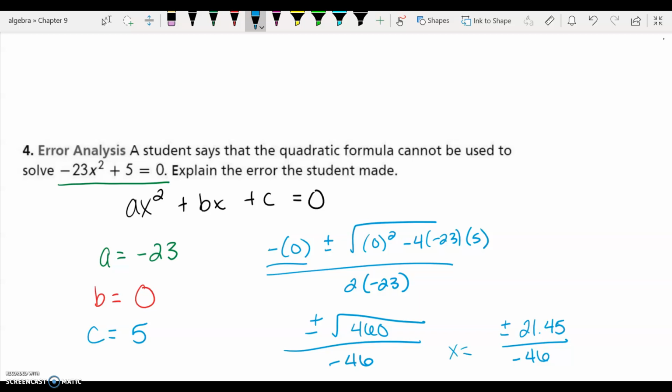All right? So the error is that you can solve it. It's just your b is going to be 0. It's okay if you're missing something. We just assume that that letter is a 0 now.